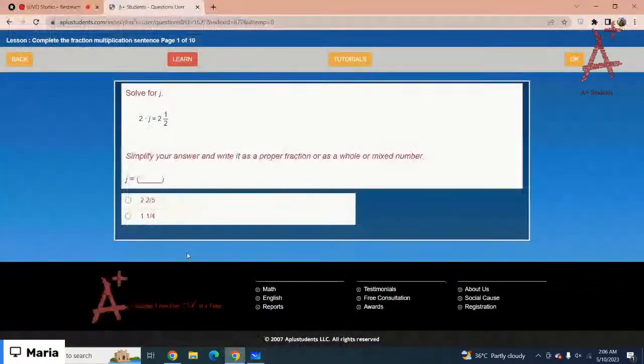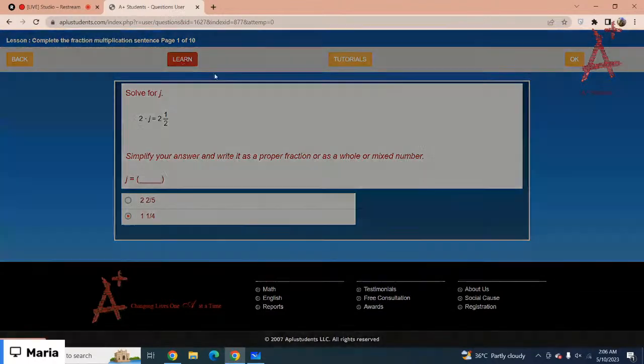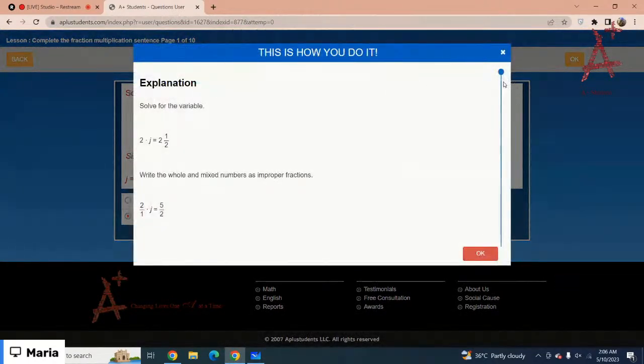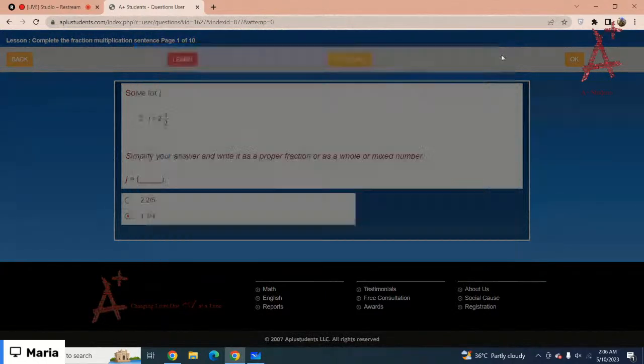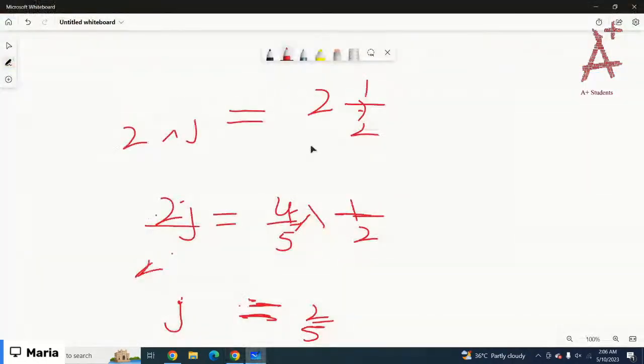2 whole 2 over 5. Hold on, let me see. Oh, 2 whole 2 over... Sorry. It would be 5 over 2, because you need to multiply the whole number times the denominator, so it would be 2 times 2, and 2 times 2 is 4. 4 plus 1 is 5 over 2, so it would be 5 over 2. This is 5 over 2.